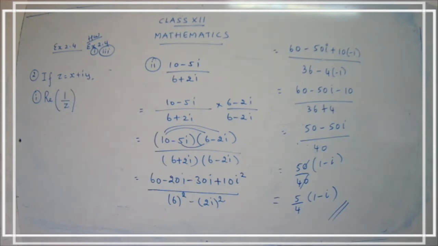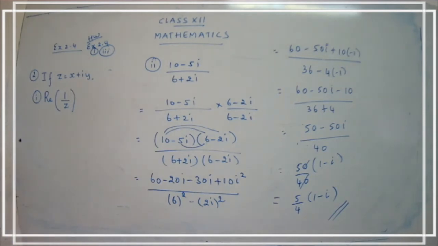Okay, now let's proceed with our question number 2. What have they given you? They have given you the value for z. And what is the value for z given, children? x plus iy, okay? And they're asking you to find out the following in rectangular form. The first part is to find out the real part of 1 by z. Real part, RE means the real part. We have to find out the real part of 1 by z.